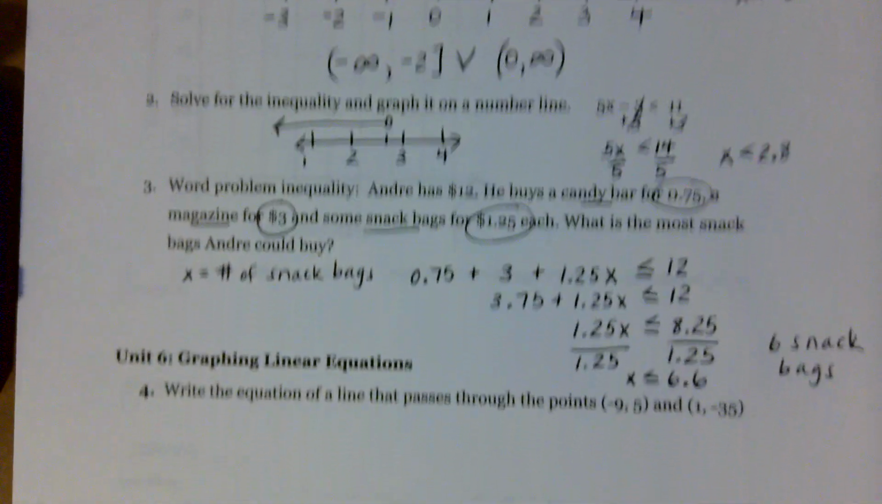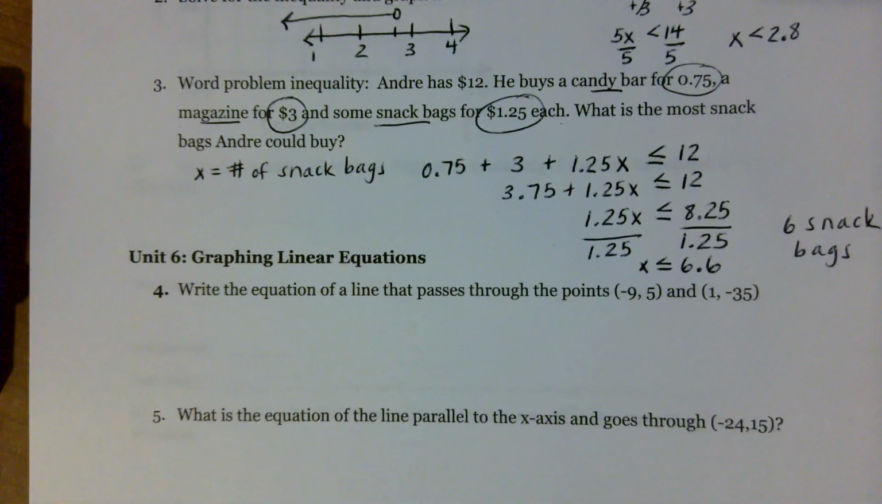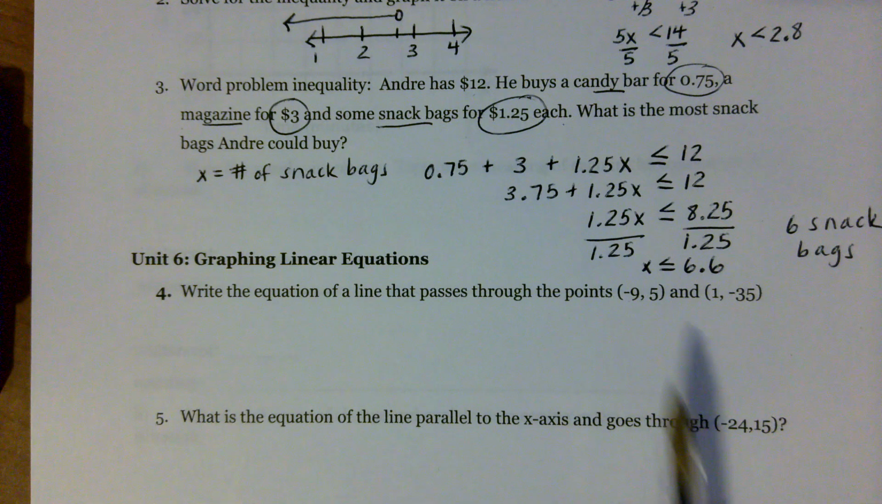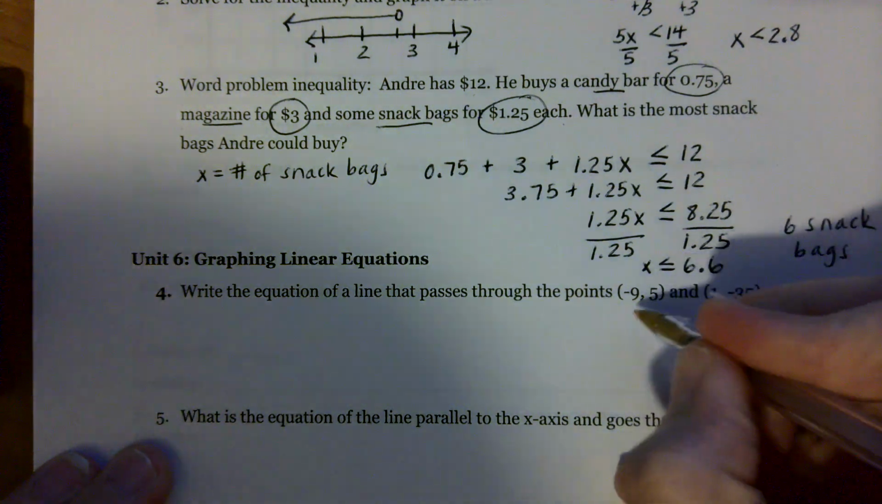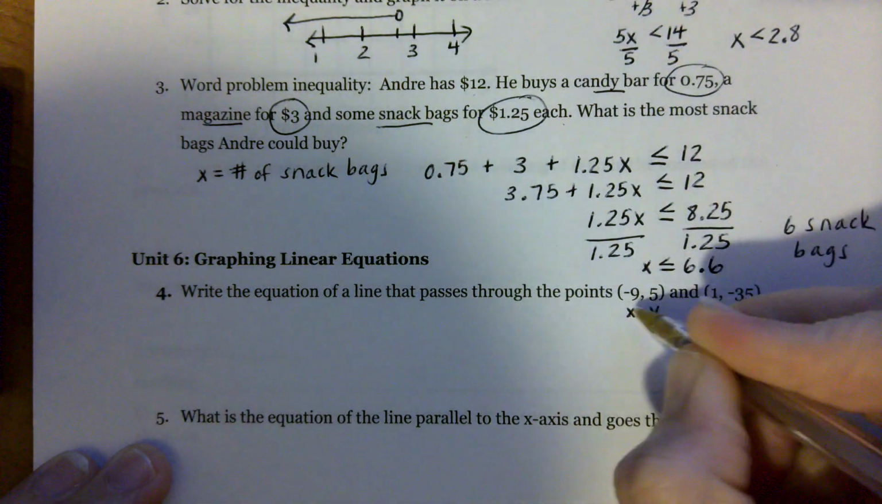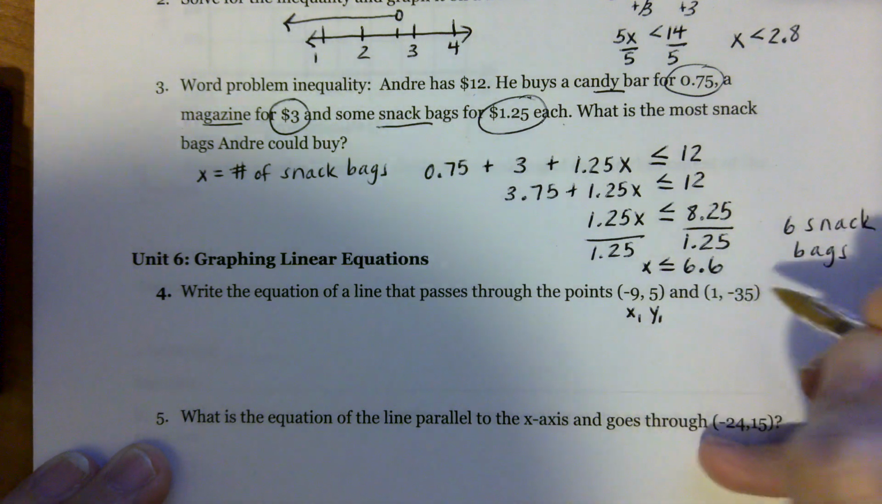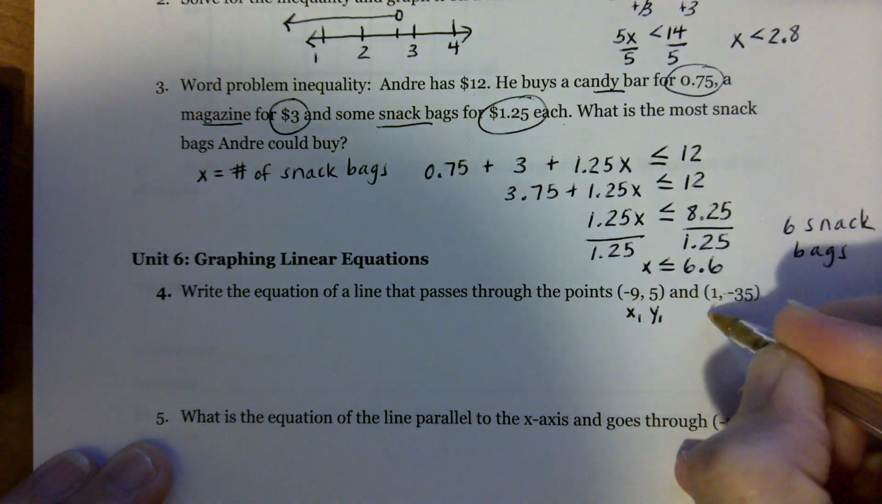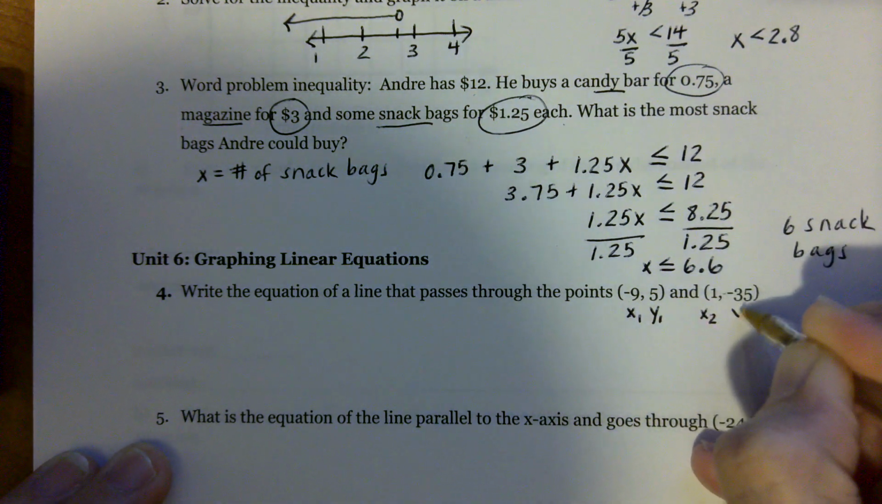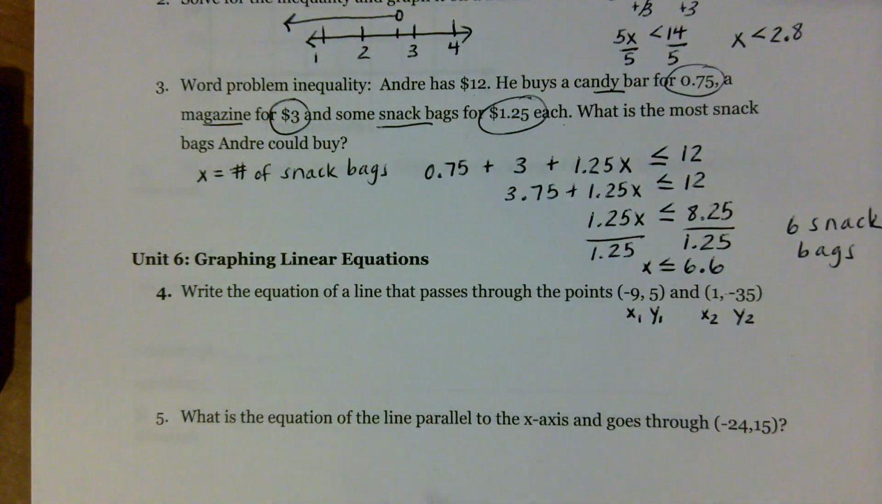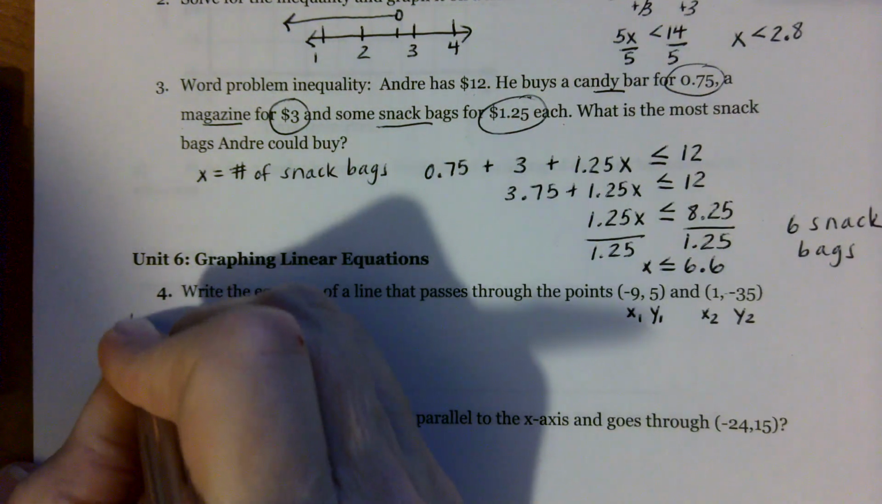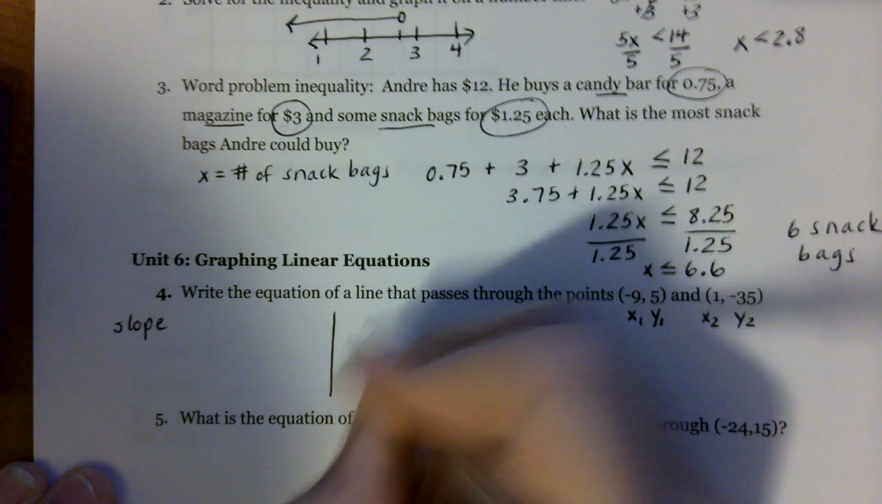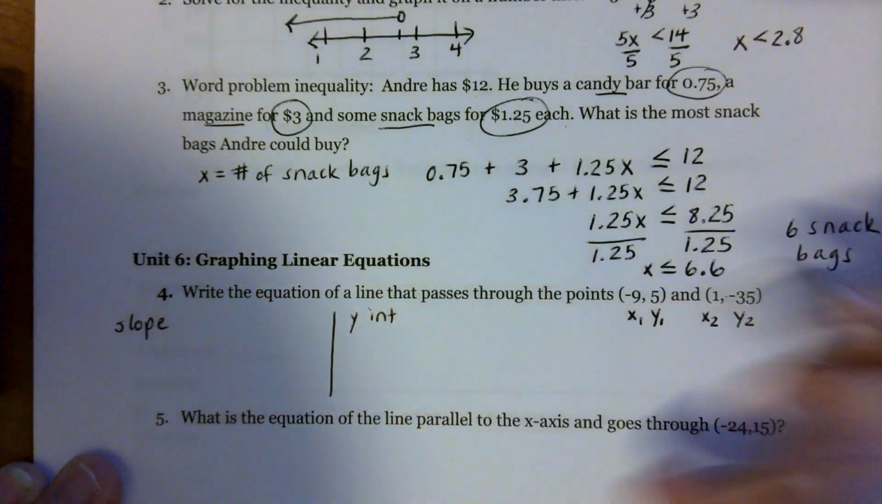All right, let's go to Unit 6, which is graphing linear equations. You're asked to write the equation of a line that passes through these points. So this first point, the x and y, I can call it x1, y1. This second point, the x and y, I can call it x sub 2, y sub 2. To write the equation of a line, we first need our slope, then we need our y-intercept, and finally we can write our equation.